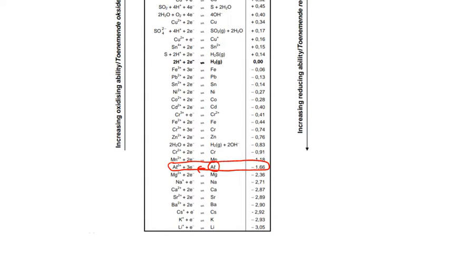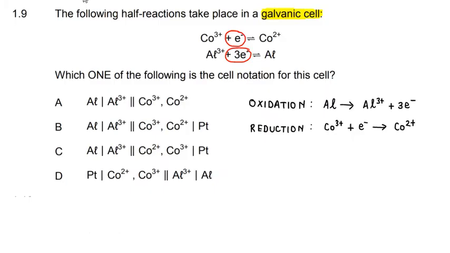Now that we have all this information, we can take it back to the question. I've written our two reactions in the right order, where one of them is specifically the oxidation one and the other one is the reduction one. So we need this. Another thing that you need to know is how to set up your cell notation.